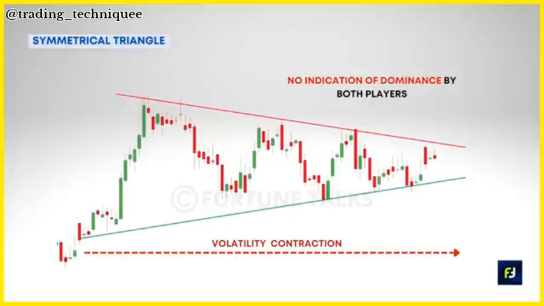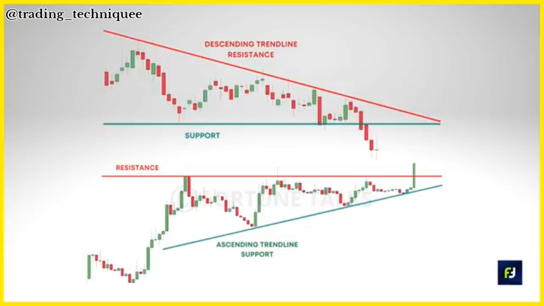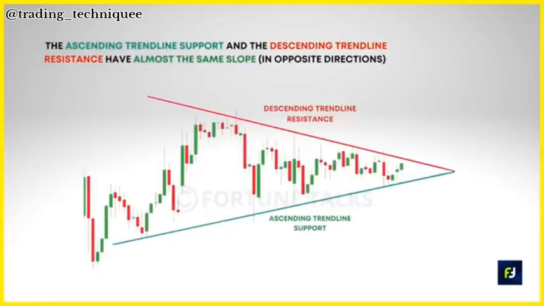A contraction in volatility means that the price volatility in the market is shrinking, and it is a strong signal that the market is likely to break out soon. Now, before we get into the breakout part, let's first learn how to identify a symmetrical triangle pattern in the charts. I hope you are familiar with the fact that for an ascending triangle, there is an ascending trendline support and a flat resistance line, while for a descending triangle, there is a descending trendline resistance and a flat support line.